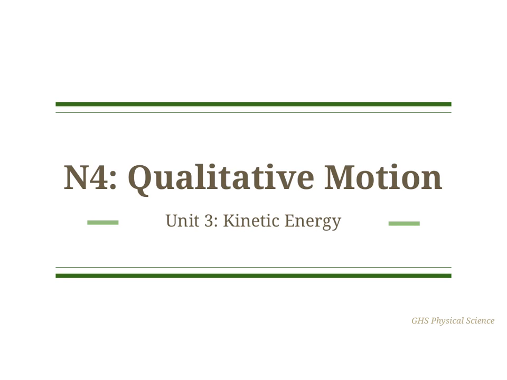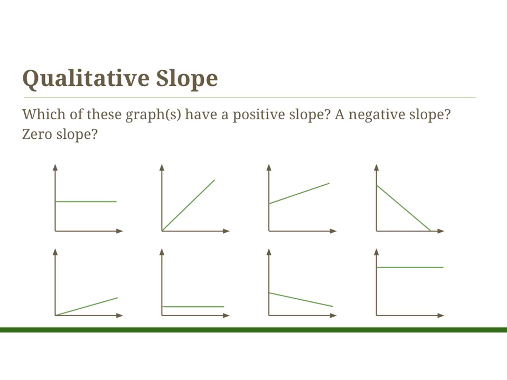But before we talk about those graphs and examples, I want to reiterate and go through which of the following graphs have a positive slope, which have a negative slope, and which have a zero slope. Take a second, pause the video, identify which ones have positive, negative, and zero, and then I will walk through the answers with you.